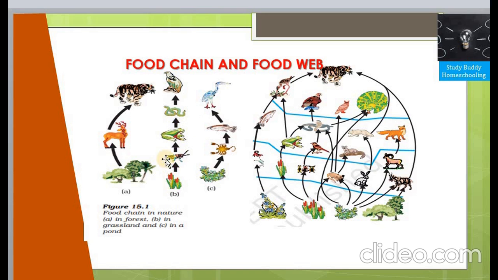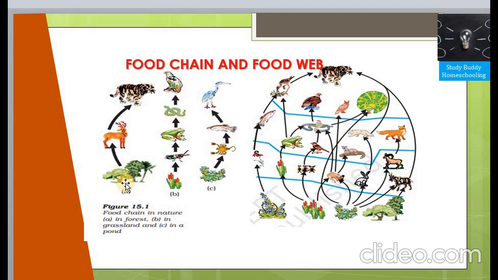So this flow of energy at each level in a natural environment, in an ecosystem, is known as food chain. And what is food web? A complicated food chain is known as food web.